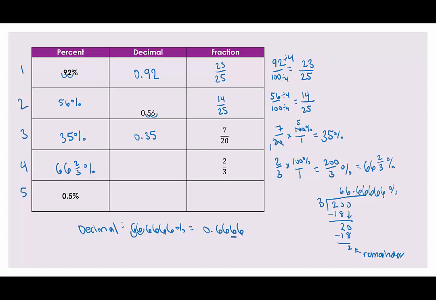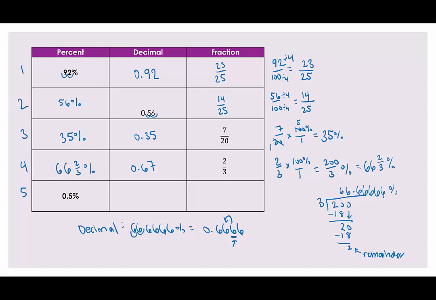We'll round to the nearest hundredth. So this 6 in the thousandths place tells this 6 in the hundredths place to bump up because it's bigger than 5. And we would get 0.67 as our decimal. If you wanted to be mathematically accurate, you could do 0.6 with the little repetend bar over it. I think 0.67 is sufficient.